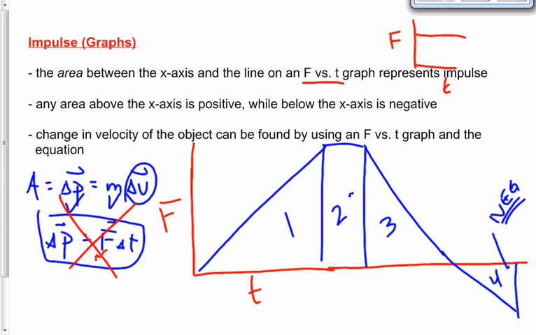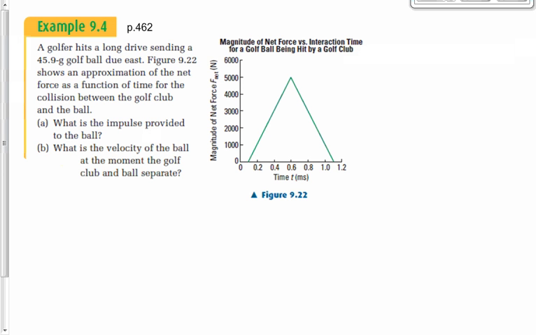Okay, let's take a look at one example, guys. Just one, and then we'll drop our eggs. A golfer hits a long drive, sending 45. Hey, even before I read this question, I see a graph. I see an F versus T graph. What do I think? Three words: area equals impulse. I know that area is going to equal impulse. Maybe even write it down.